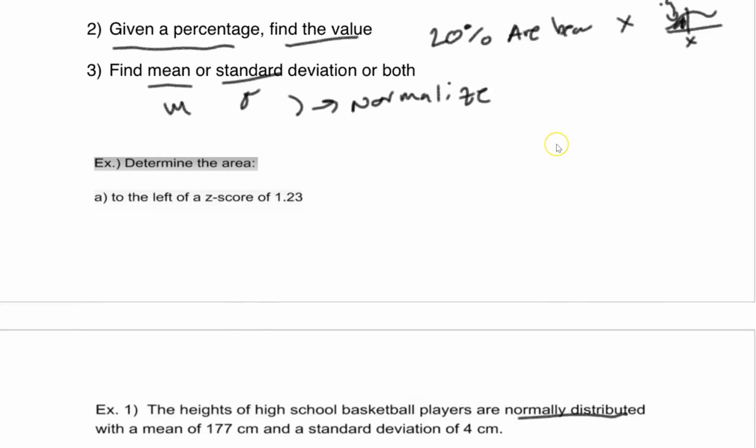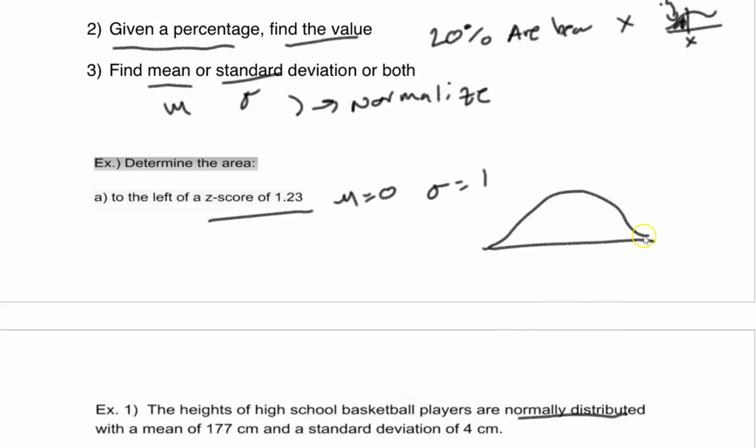So this is an example. Determine the area to the left of z-score 1.23. So already I'm thinking, okay, the z-score is standard normal. That is that, and this is 1. I like to draw these things so I have an idea what I'm talking about. So if I draw my normal curve, not a very good one, the middle is 0 because it's standard normal, and I'm at like 1.23, so I'm over here somewhere. And I want left of it, so I want all of this.